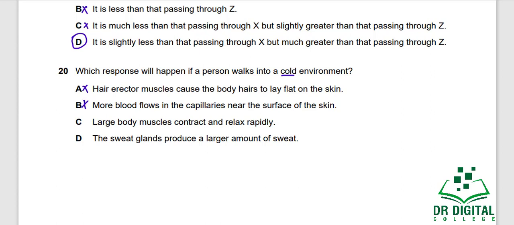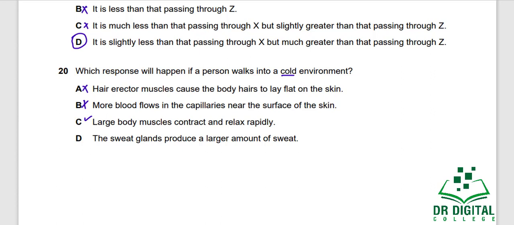So B is wrong. Large body muscles contract and relax rapidly. You know that in a cold environment we need to generate heat. So when the large muscles contract and relax, more heat will be generated. This is the phenomenon of shivering. So C could be the possible answer.